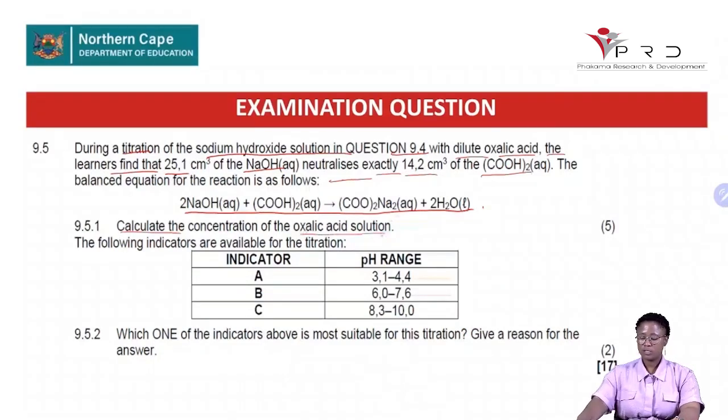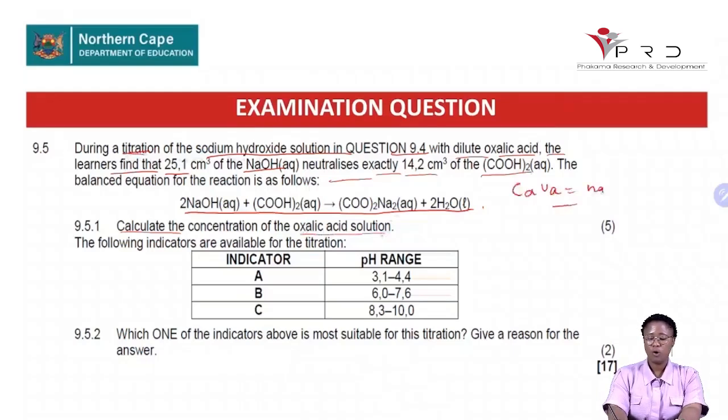Calculating the concentration of the oxalic acid, again, what do you use? The moment you see titration, you see neutralization, which formula must you use? The formula CaVa over na equals CbVb over nb. Then you just quickly substitute. You are looking for the concentration of the acid. You are given the volume of the acid, which is 14.2. The volume of the acid is 14.2. And then we have also the concentration of the base, which is 0.1 from the previous question.